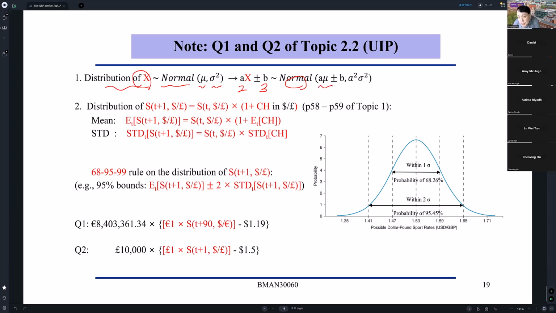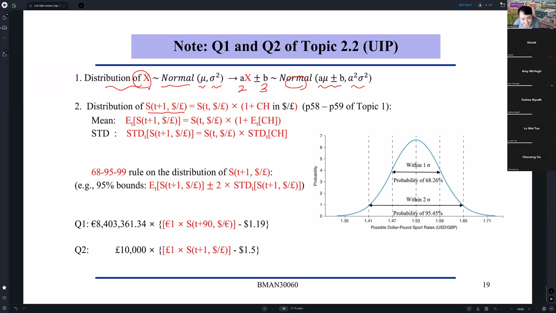The mean will be something like this. Variance will be something like this. A times mu plus minus B is the mean. A squared sigma squared is the variance. Now, why is this relevant? Because we're going to use this fact to solve some of the practice questions in topic 2.2. So we talk about this one, the distribution of the future exchange rate.